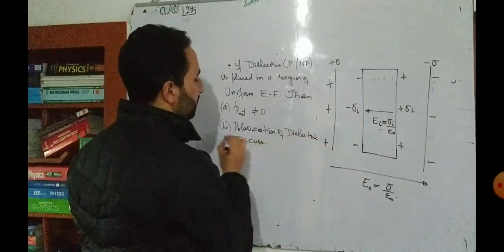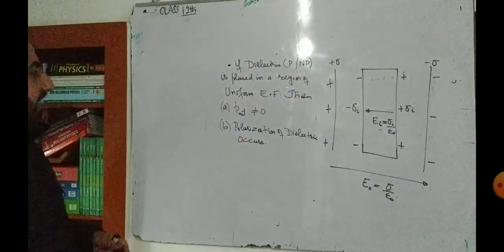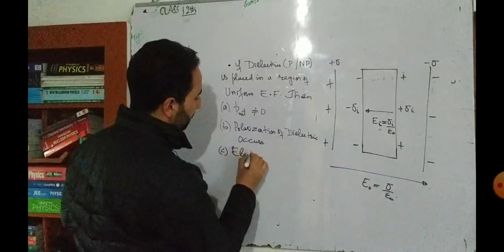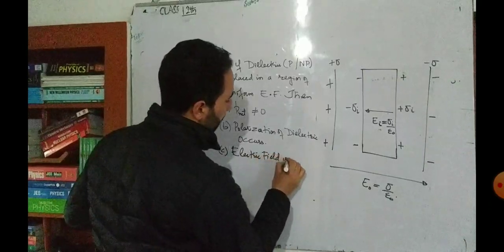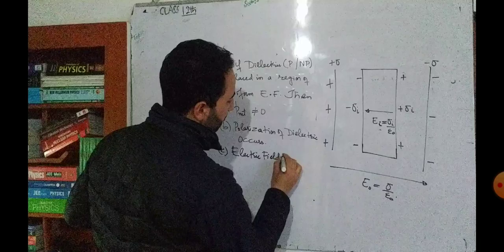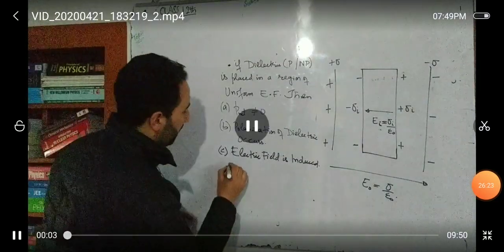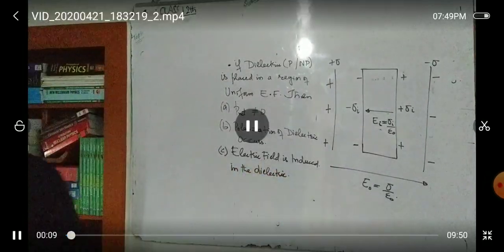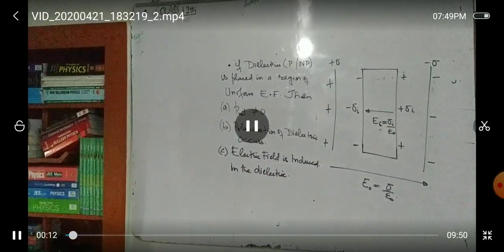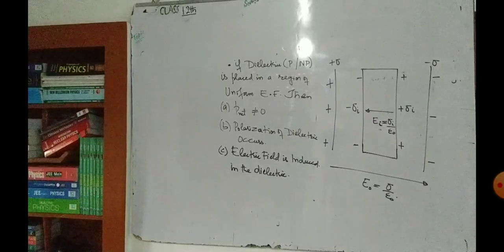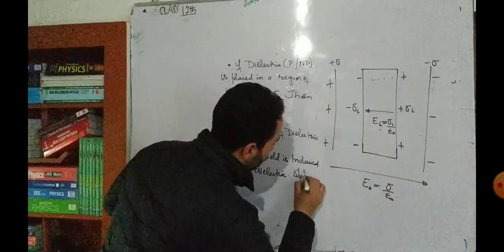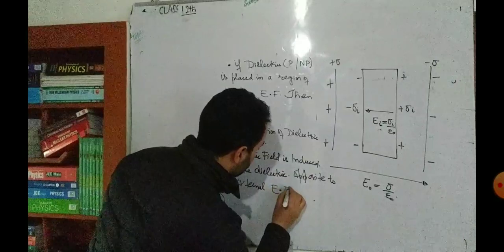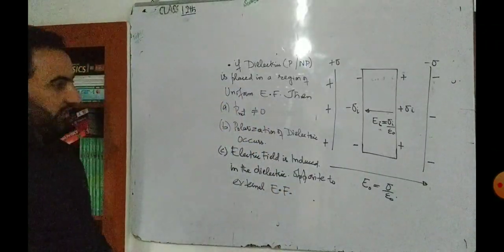Now that's clear to you. Polarization simply means separation of positive and negative charge. And point number C is this: an induced electric field is induced in the dielectric, opposite to the external electric field. So this is what actually happens.